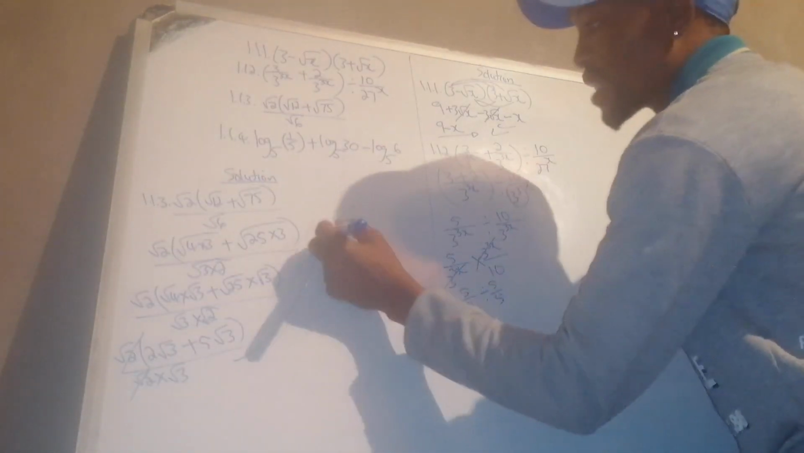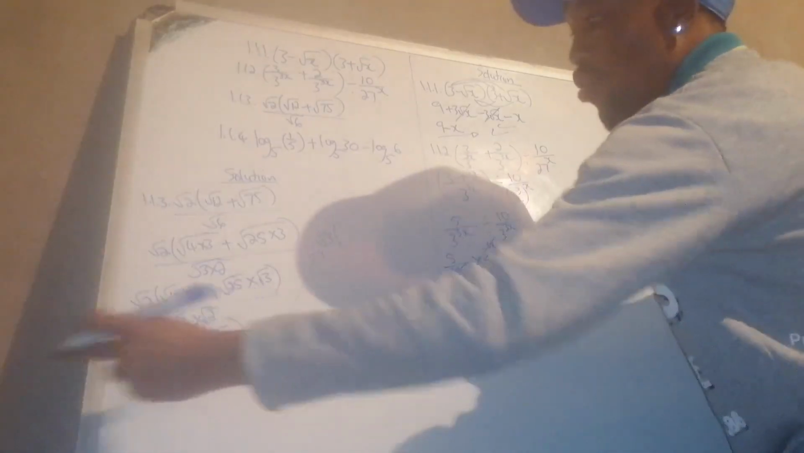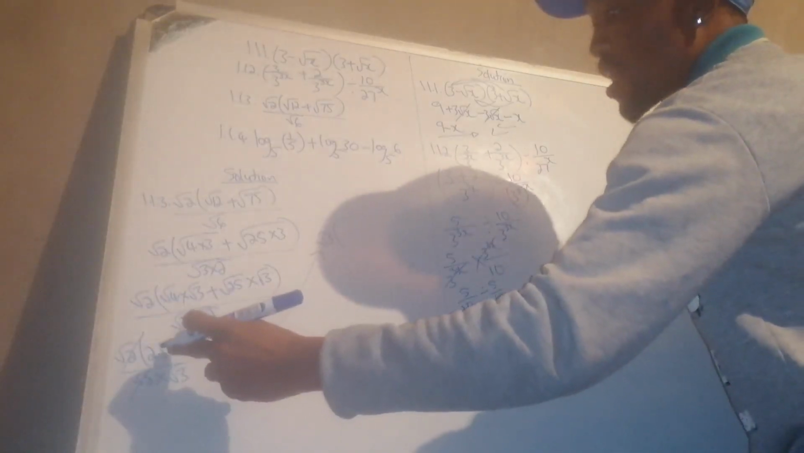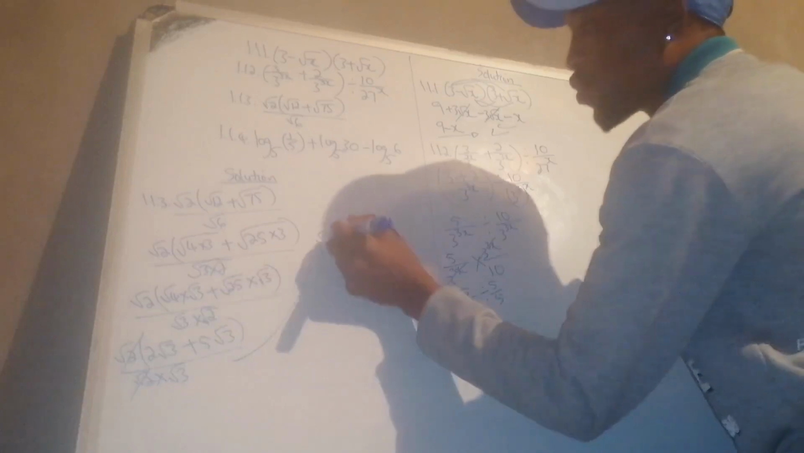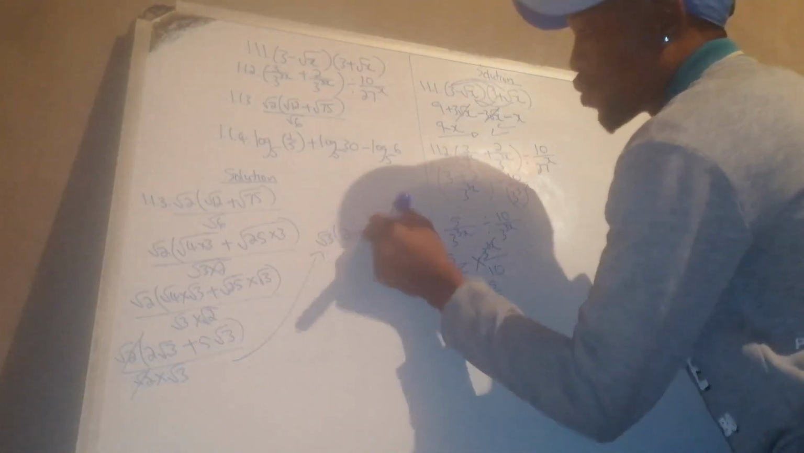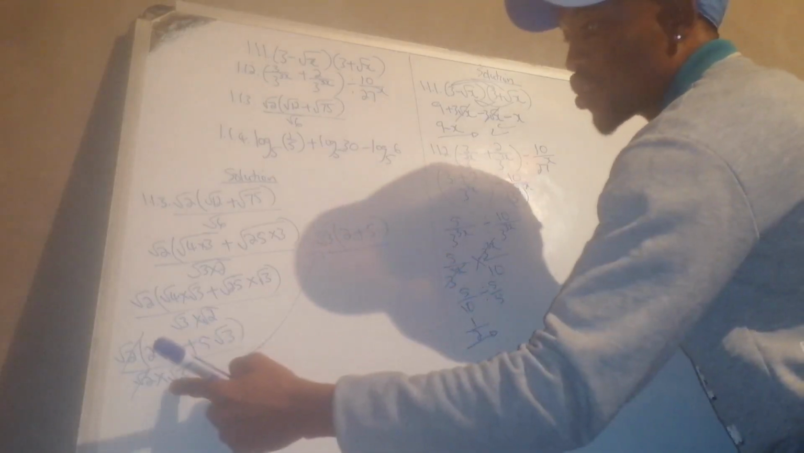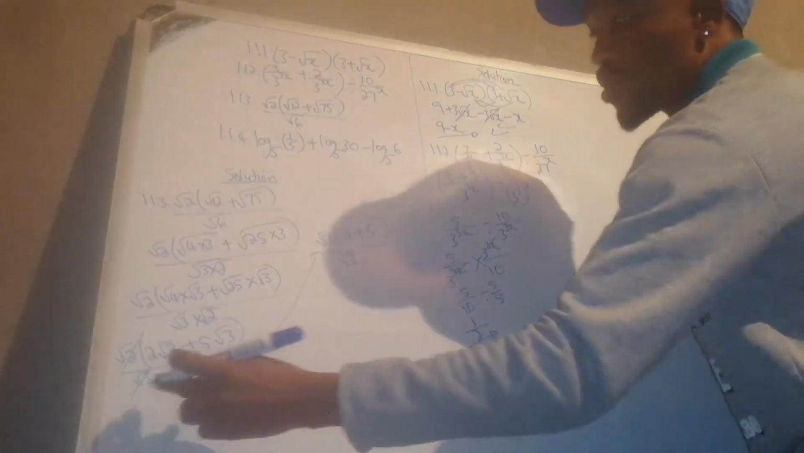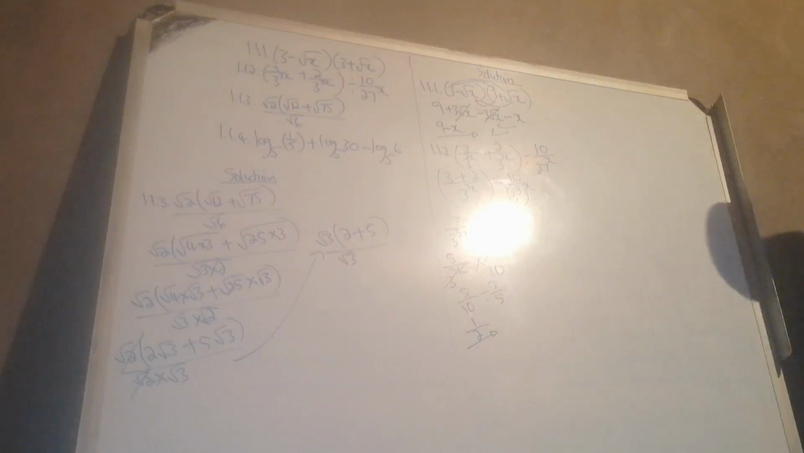You will take that out because this is now gone. You are taking root 3 as a common factor here. You are left with 2 plus. You took out root 3 here. You are left with 5. Divide on the denominator root 3, because root 2 cancelled with root 2.